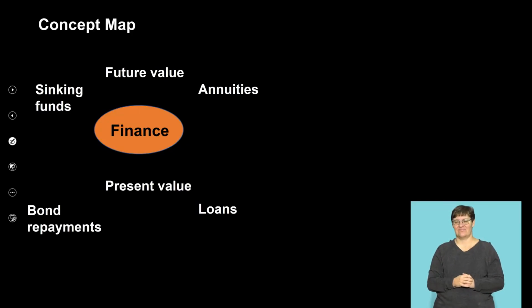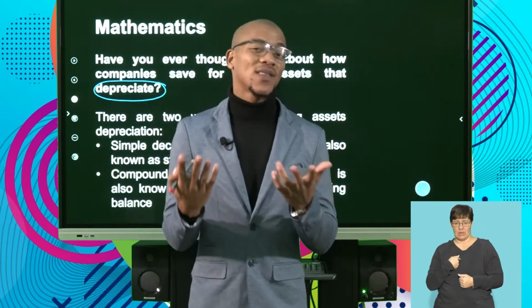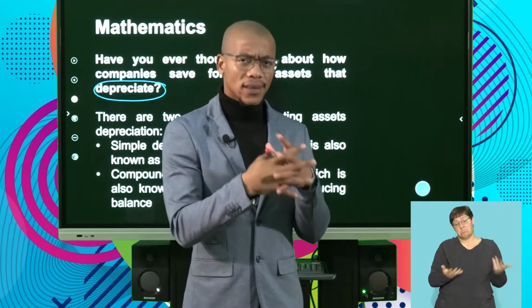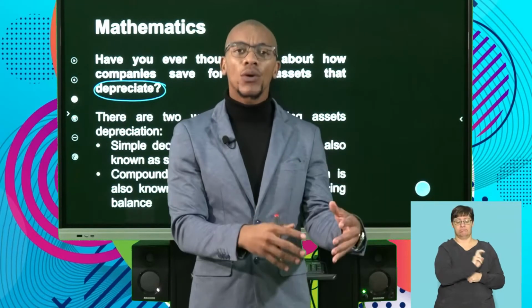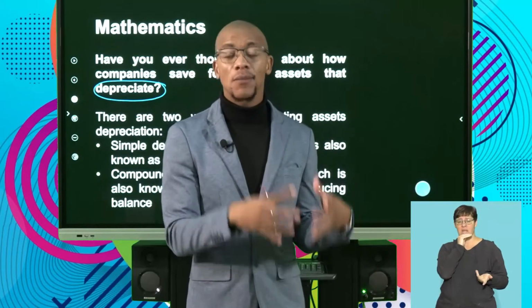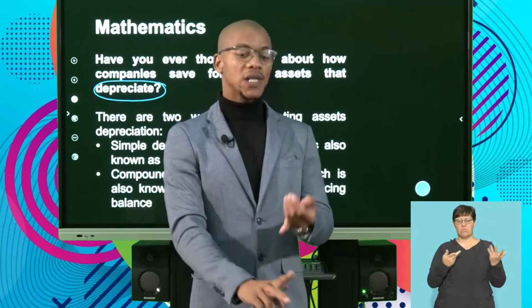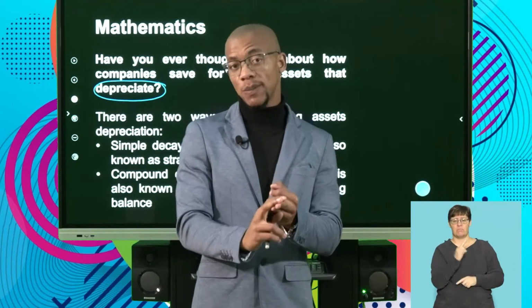So remember that we are now looking at sinking funds. And with this sinking fund, I want you to think about how companies save for their assets that depreciate. Because as a company, I don't really have a company, but I'm sure this is what they think about: if I buy this truck or this car now that needs to transport the employees and the goods of the company, in 5 years' time this car will be a liability, meaning it will have lost value and it will need us to fix it every now and then. So it means in 5 years, we will need to replace this particular car.